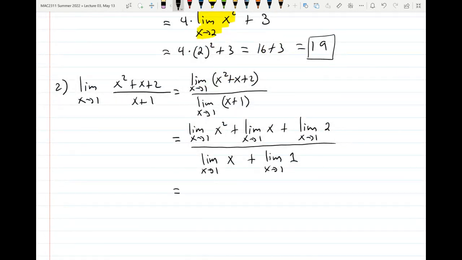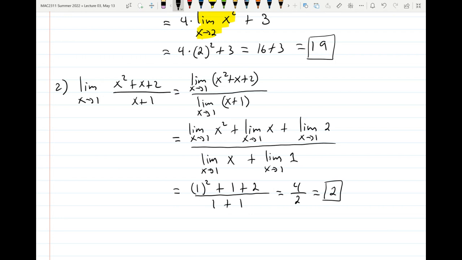And now it's time to evaluate because all of these are simple limits. So the limit of x squared, that's just 1 squared plus 1, and then the last one is plus 2 because that's a constant, and then here we have 1 plus 1. So at the end, what do we have? 1 plus 1, 2 plus 2, 4. So that's 4 on top, 2 in the bottom. That's equal to 2. Okay?